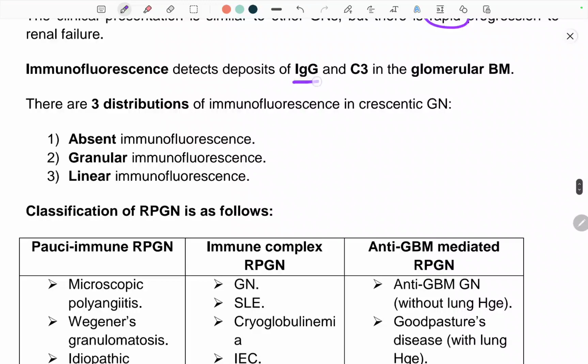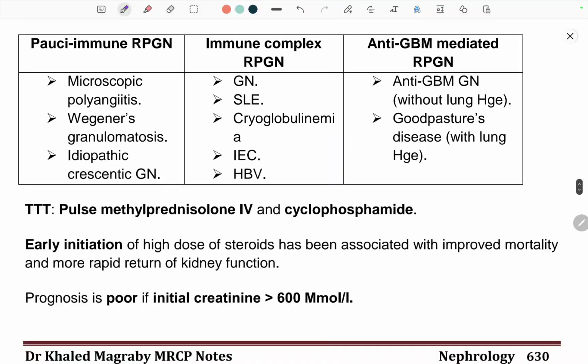Immunofluorescence detects IgG and C3 in the glomerular basement membrane. The distribution on immunofluorescence is granular or linear, and crescents may be present. Classification of RPGN is as follows: pauci-immune, immune complex, and anti-GBM mediated. Pauci-immune includes microscopic polyangiitis, granulomatosis with polyangiitis, and idiopathic.